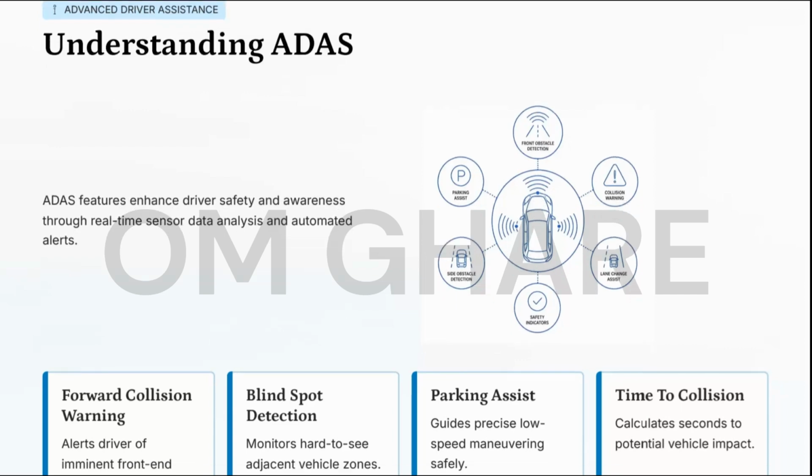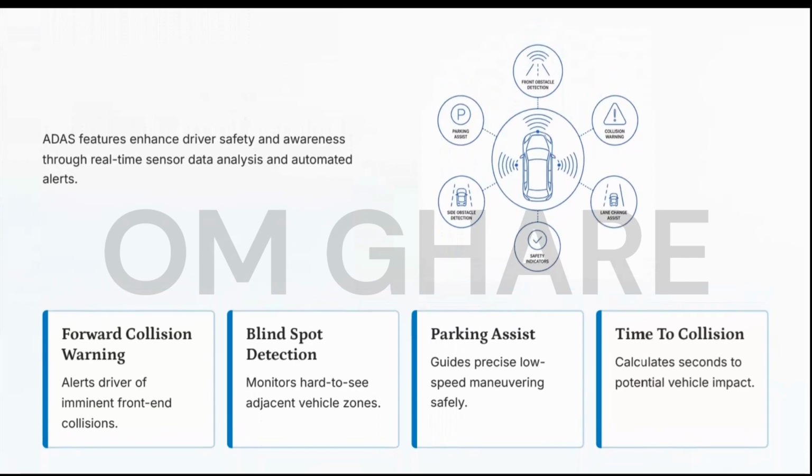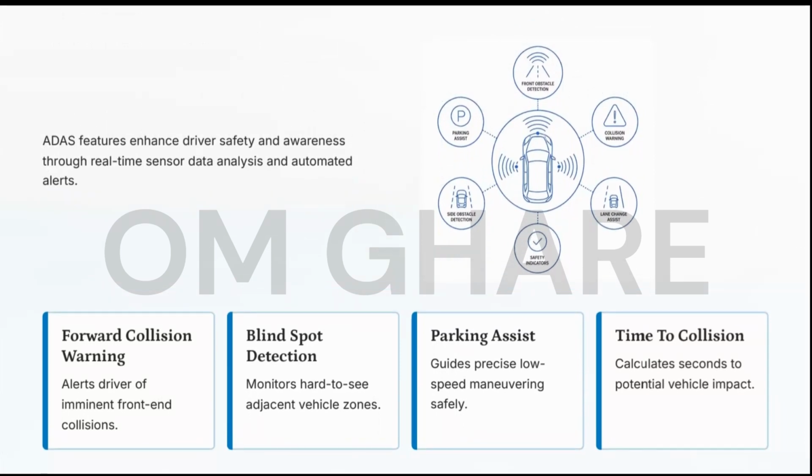The second feature is blind spot detection. Vehicles approaching from the left or right side are often difficult to notice through the mirrors. Side sensors monitor these regions and notify the driver whenever another object enters the blind spot. The third feature is the parking assistant. During low speed maneuvers, the system measures distance around the vehicle and helps the driver park more safely.